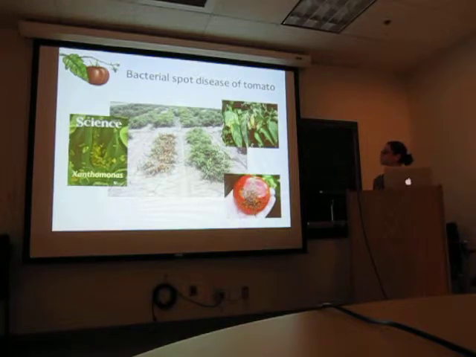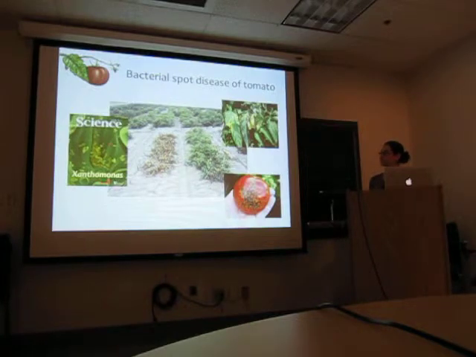So this is bacterial spot disease of tomato. It's caused by several species of Xanthomonas. And Xanthomonas comes from the Greek for yellow unit. You can see the cells are yellow. And there are many different species of Xanthomonas that infect hundreds of different types of plants. So these are very agronomically important pathogens.